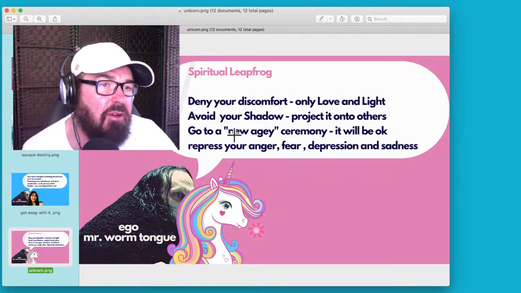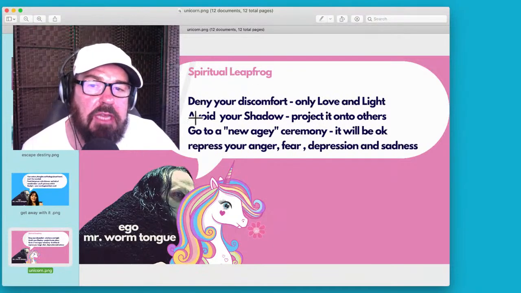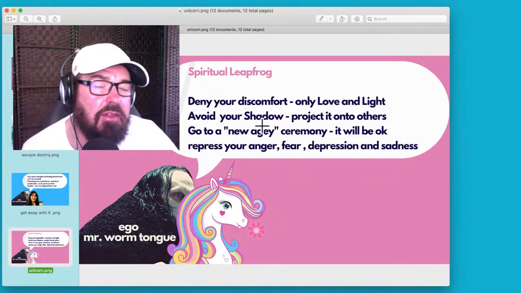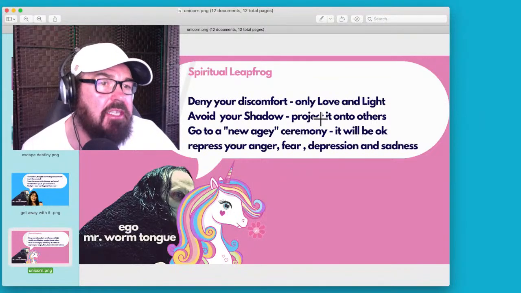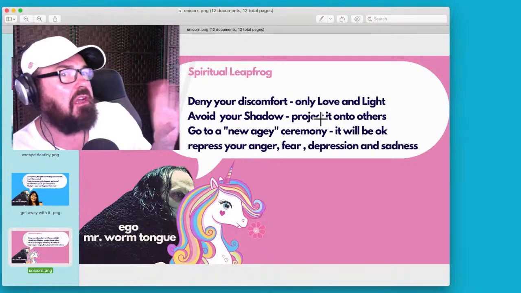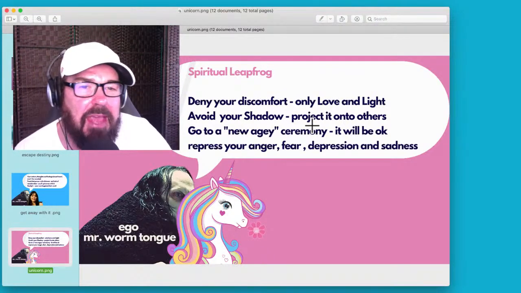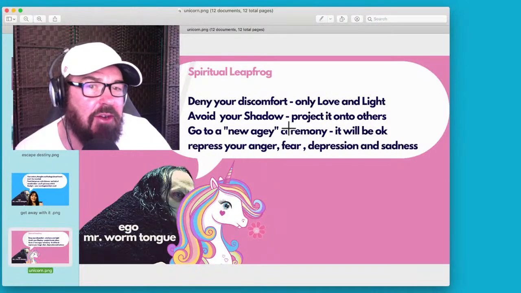This is your shadow, the dark areas, right? So with the spiritual leapfrog, it's avoid your shadow. That's what the ego says, and project it onto other people. It's them. They're toxic. That person over there is toxic. I need to avoid them and get away from them, right? I need to run away from my shadow, basically.